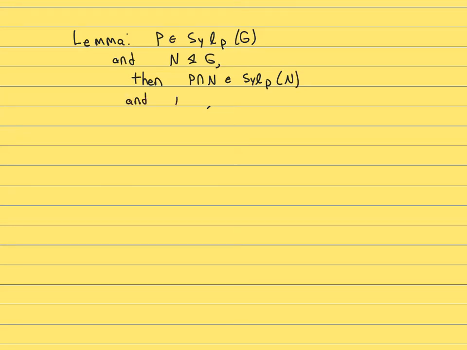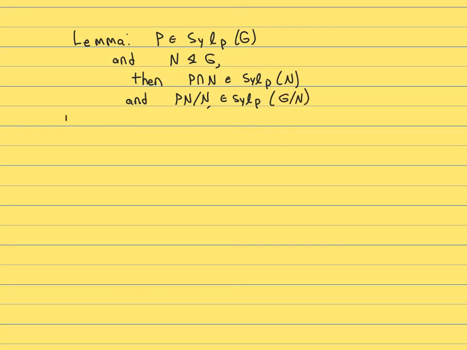is that if you let P be a Sylow subgroup of G, and you let N be a normal subgroup of G, then P intersect N is in fact a Sylow subgroup of N, and PN mod N is a Sylow p-subgroup of G mod N.